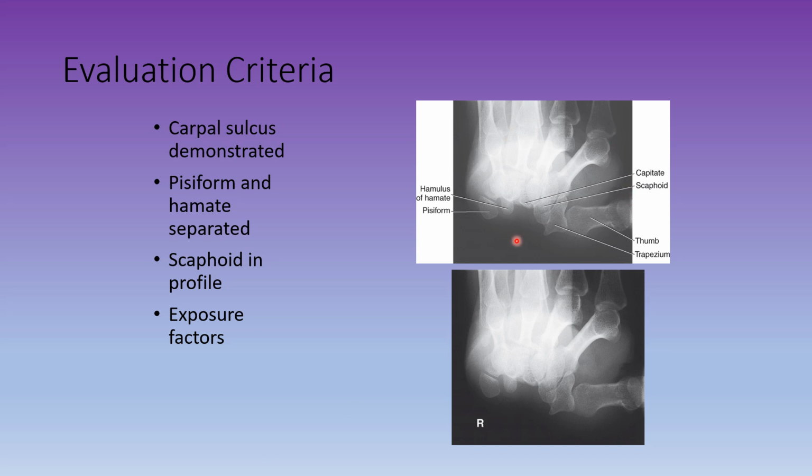You can see this one they've just labeled, this one is not labeled, but the carpal sulcus is demonstrated in this. You can see the pisiform and the hamate are separated. The scaphoid is actually in profile, and this is actually a nice image. This one to me looks a little bit better because they're taking this away, which kind of is distracting to the eye. So this is what that image would look like, and they're looking right in here.